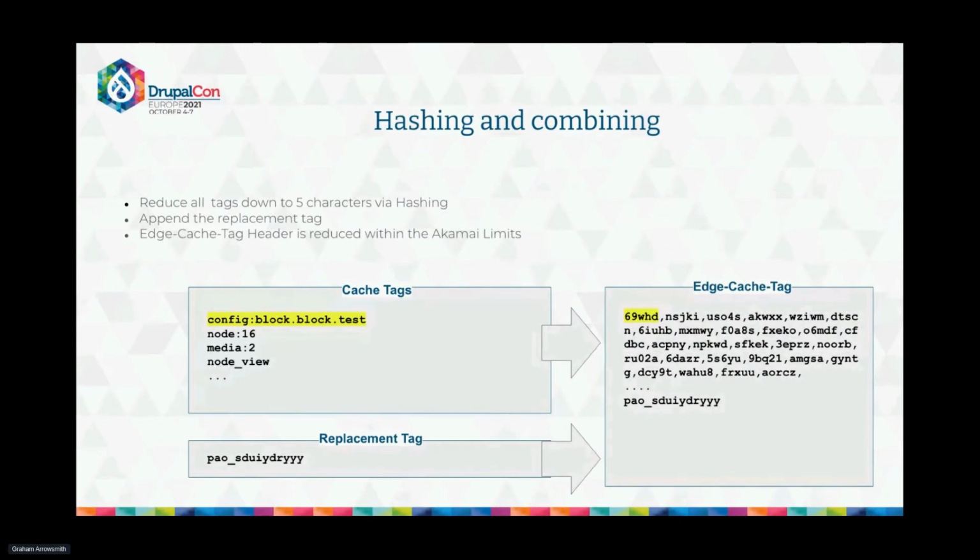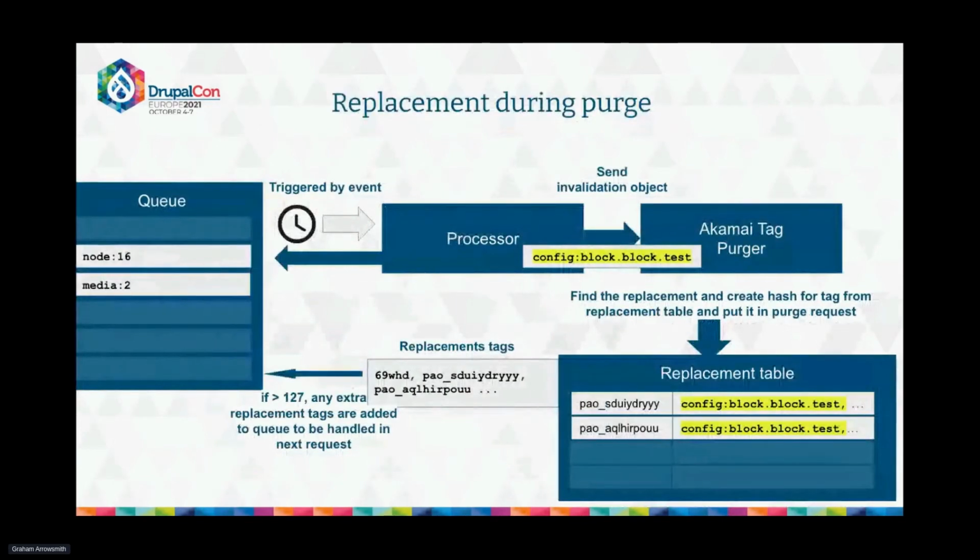And now we have modified the metadata which is sent to Akamai. Now we need to do the same for the purge process when the content changes. So for that, we come back to our previous screen of a processor which was pulling the data from the queue. Here we can see that we are now using the Akamai tag purger to send the data to the purger. The purger is utilizing the replacement table to find all the replacements for the tag, and it's generating a final calculation, a hash of the tag which was being sent, and then the replacements.